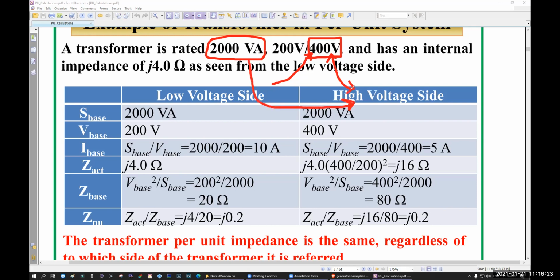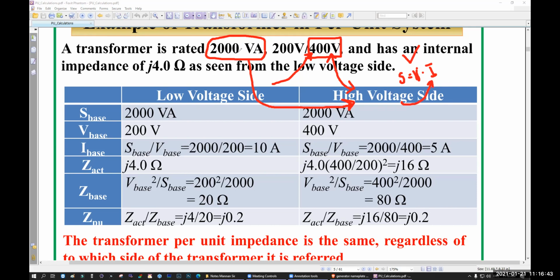What is the formula for power? S is equal to VI. VI, right? That means S is equal to VI. So V is constant, V is fixed. Now what will transformer do? Transformer will give you more current to meet your power demand.